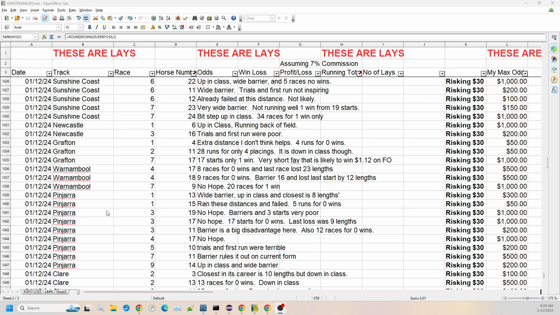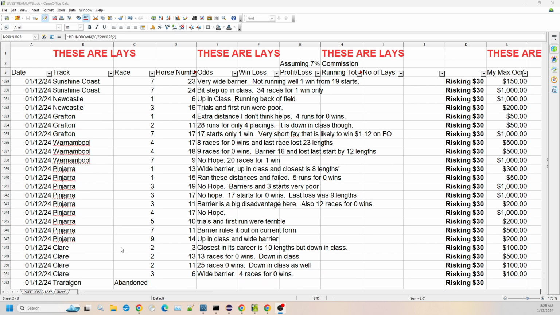Then we have Pinjarra Race 4, number 17. I've got it as No Hope. Willing to risk that up to 1,000. It's really just got no hope in that race. Then we have Pinjarra Race 5, number 10. Its trials and first run were terrible. Willing to go up to 200.